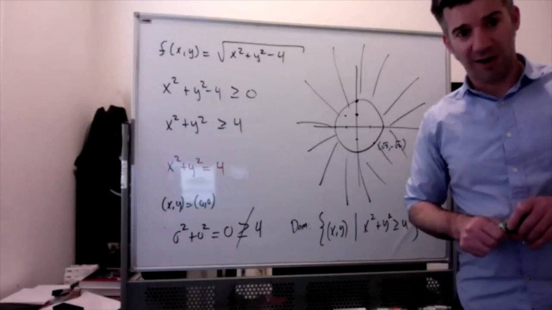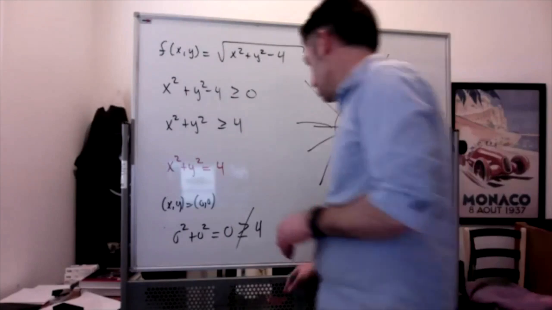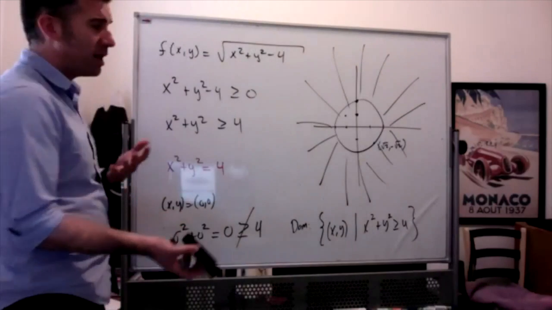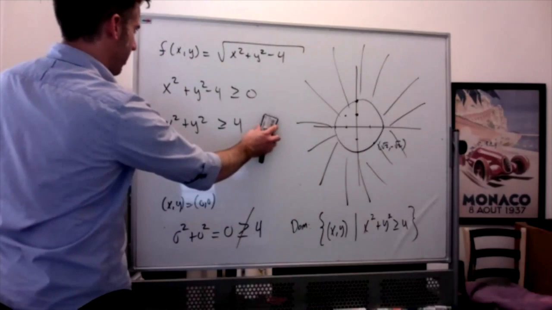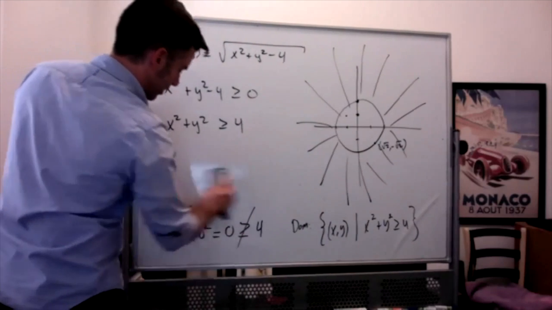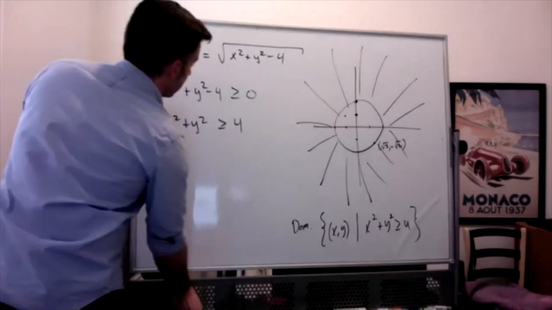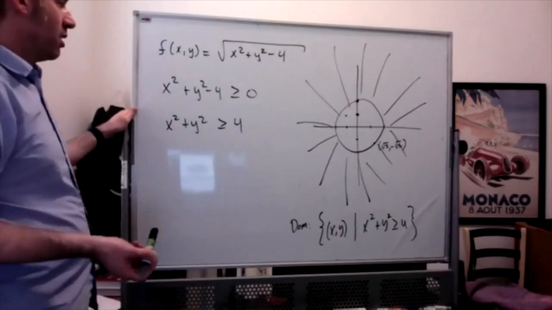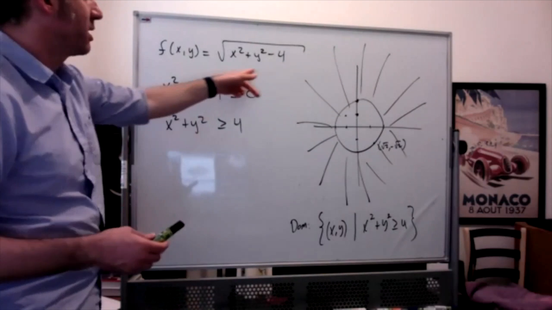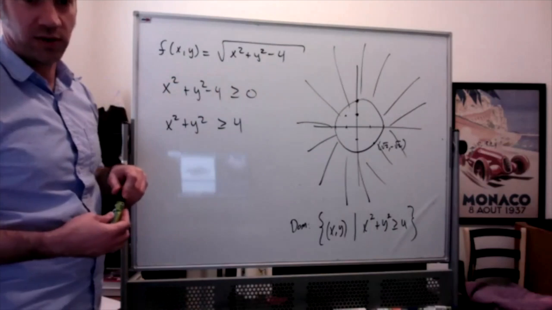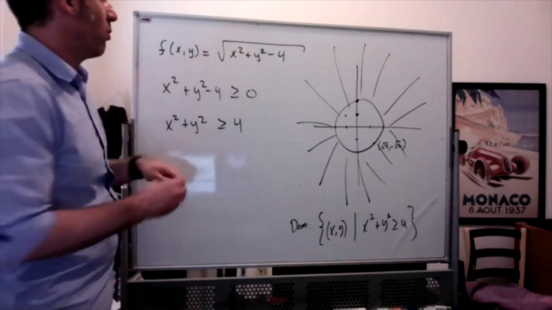All right, let's talk about the range. So when you're talking about the range, you want to think about the domain. Here's what we have. We want to know what the condition is on the square root of x squared plus y squared minus 4. We want to know what this is in between.